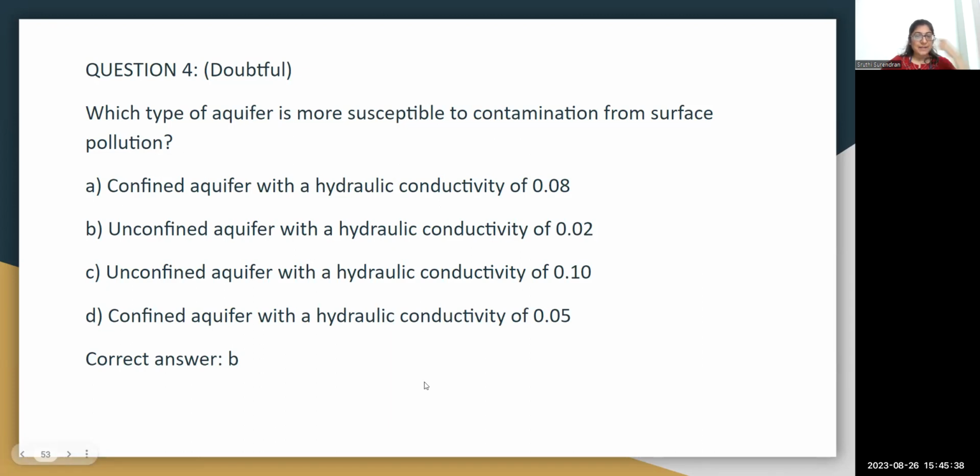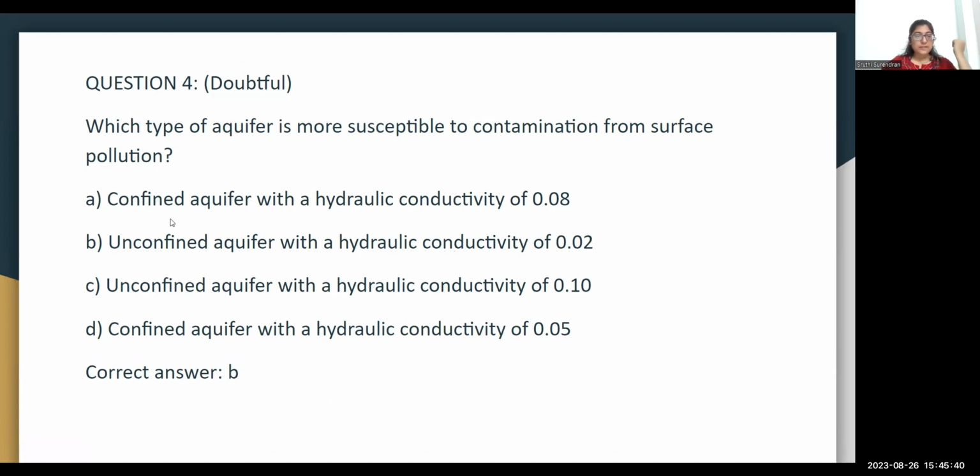Okay, so the options given here are confined aquifers with a hydraulic conductivity of so and so. Confined aquifers are not susceptible to contamination from surface pollution because confined aquifers have confining layers, which are not going to allow the movement of these contaminants into them. So options A and D are not at all possible. Now, the doubt is between options B and C.